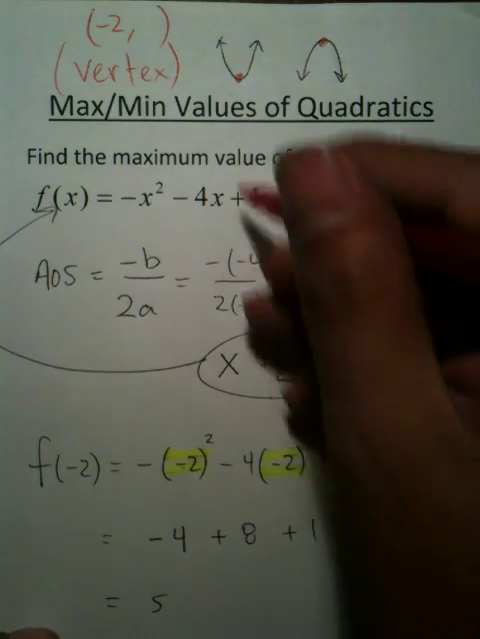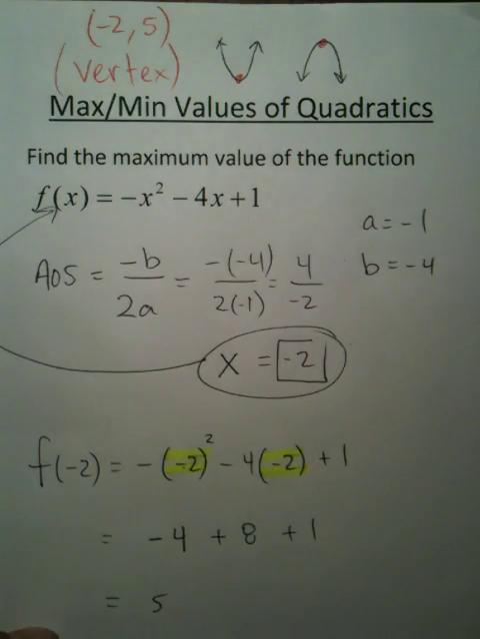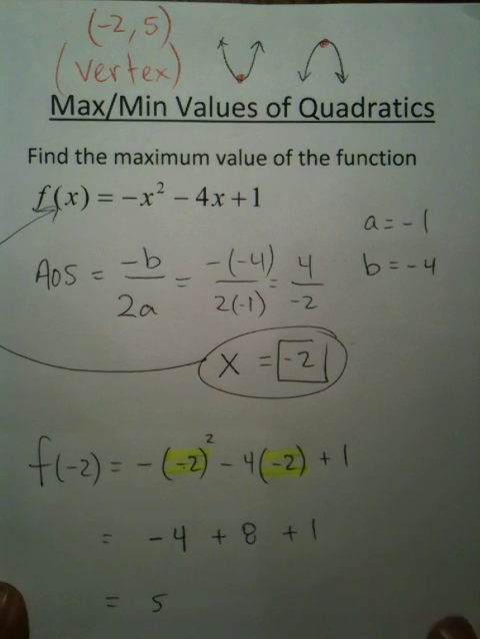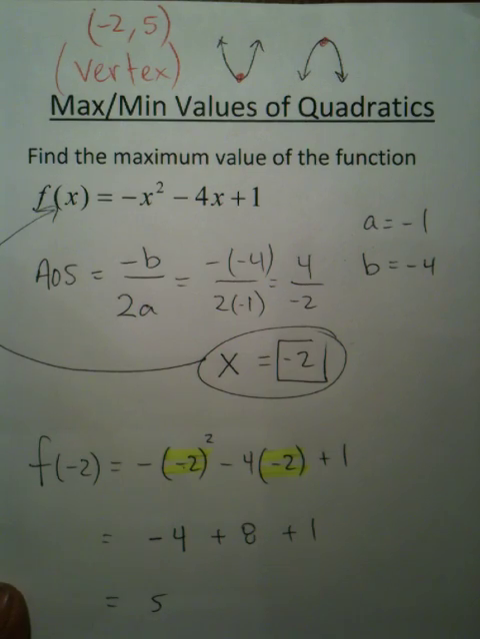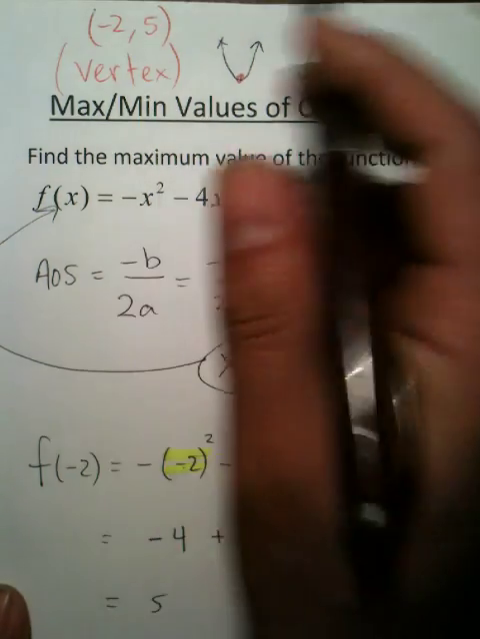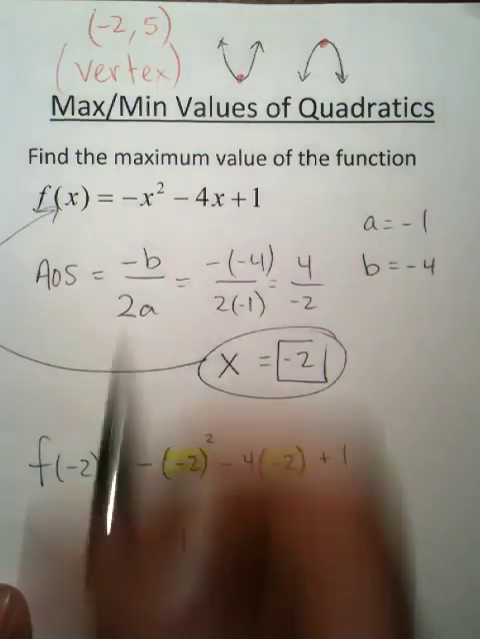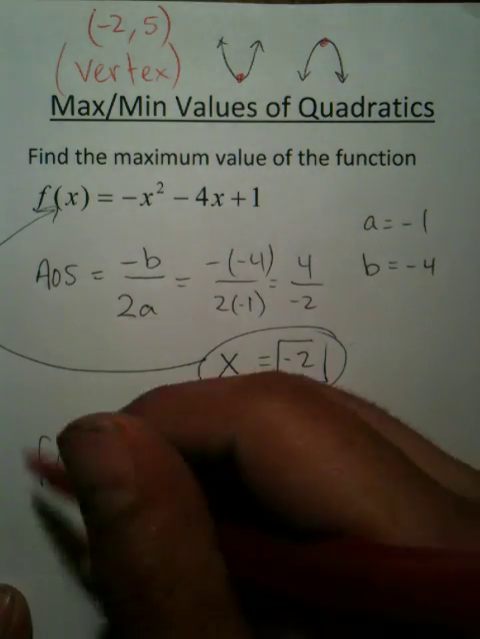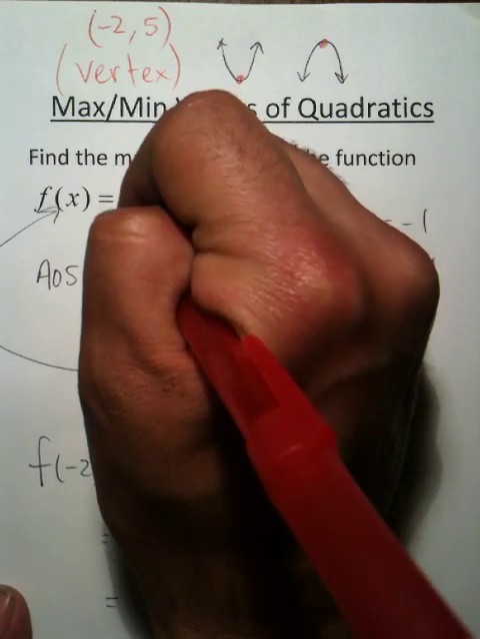Which means your vertex is negative 2, 5, which happens to be your maximum, because this quadratic is facing down. And you know it's facing down because of this right here. Let's emphasize this a lot.